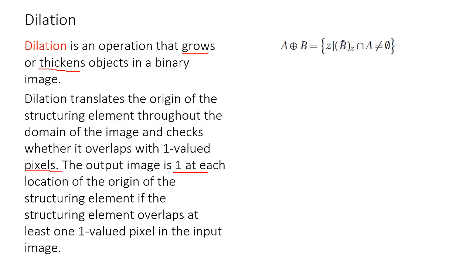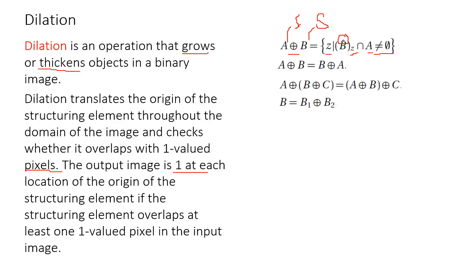So in mathematical terms, the dilation operation, which we denote by a circled cross, results in all Z locations where the reflected and translated structuring element overlaps. So this is the image. A is the image, B is the structuring element. Structuring element overlaps as a non-zero intersection with it. Whenever it intersects, we take that origin and mark it as 1. Okay, so this is the intersection.